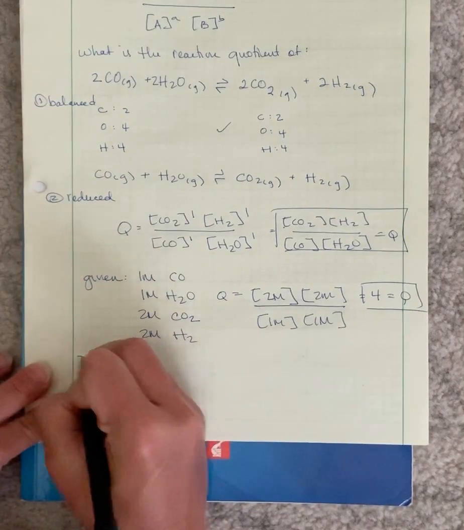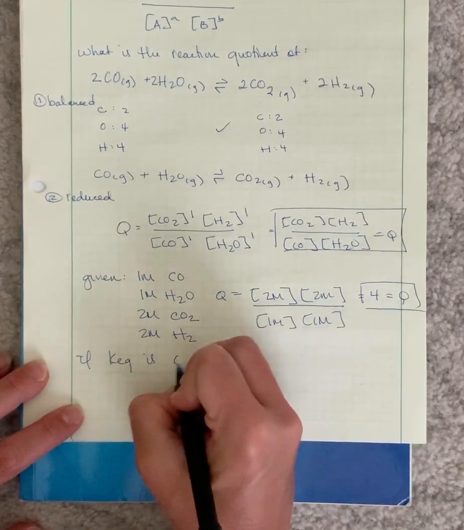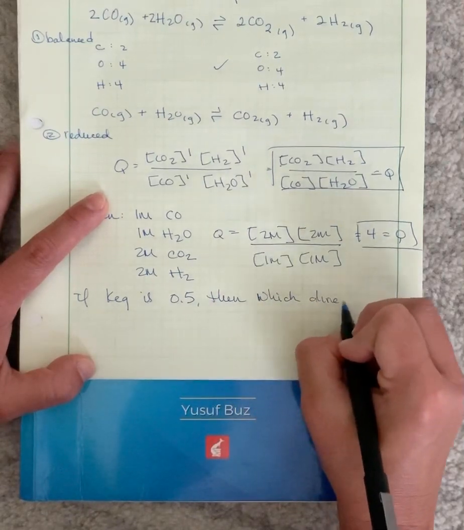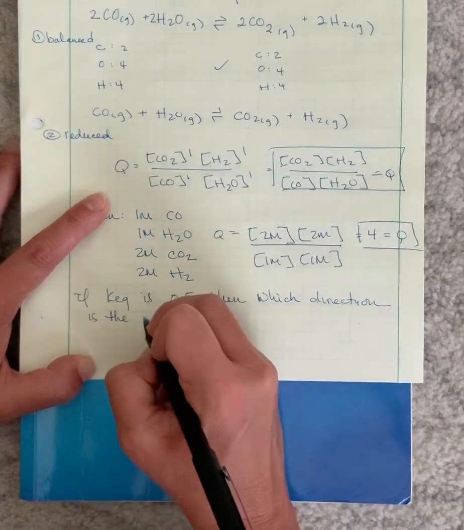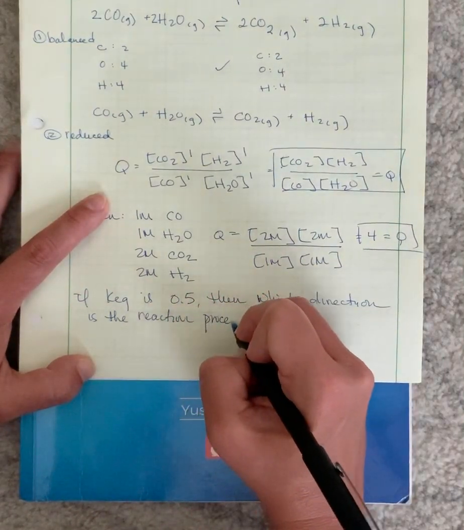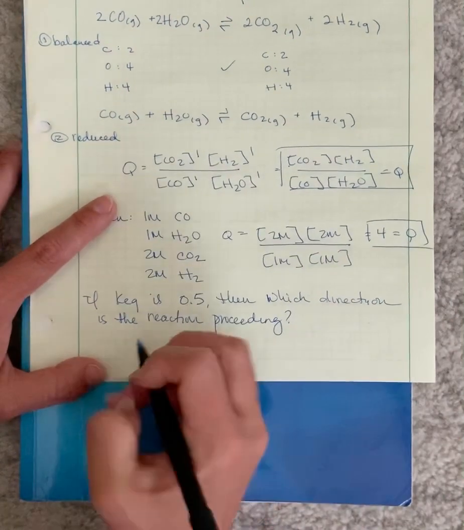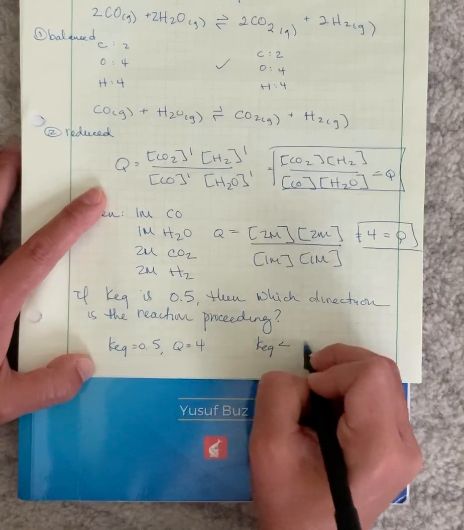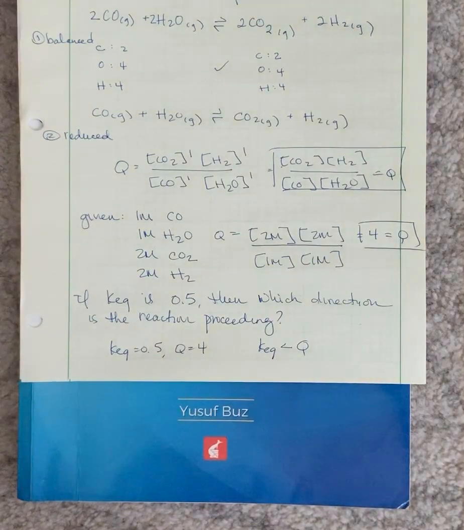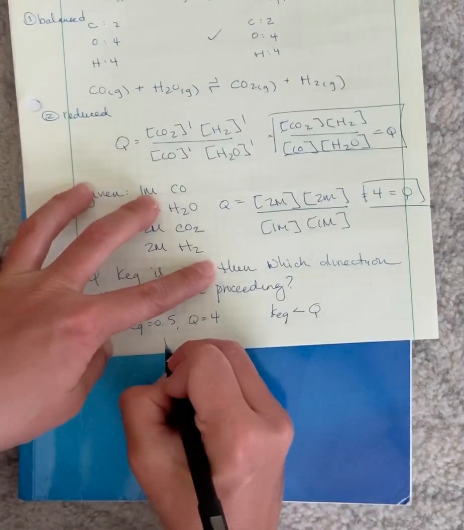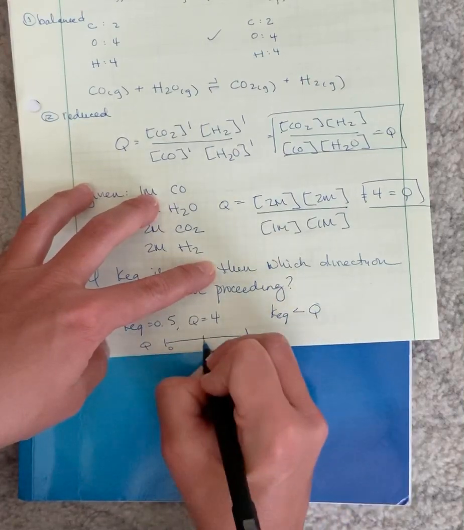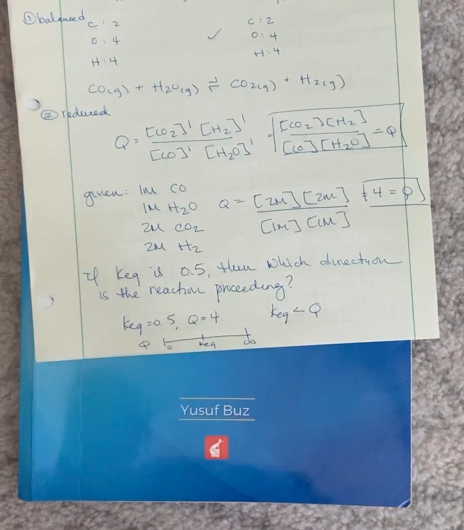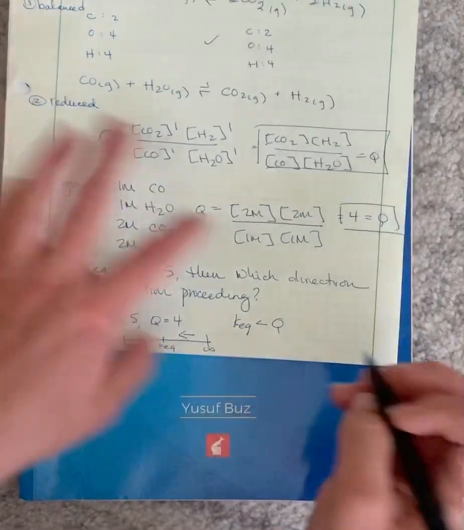So if KEQ is 0.5, then which direction is the reaction proceeding? All right, so KEQ equals 0.5, Q equals 4. So KEQ is less than Q. If we think about our line of Q going from 0 to infinity, we have KEQ somewhere in the middle. If our KEQ is smaller than our Q, that means that our Q has more products and it's proceeding in the reverse direction. So our answer is reverse.